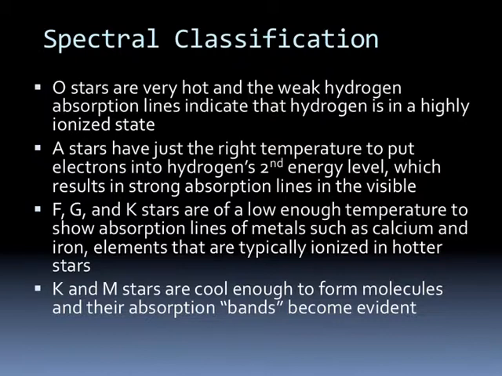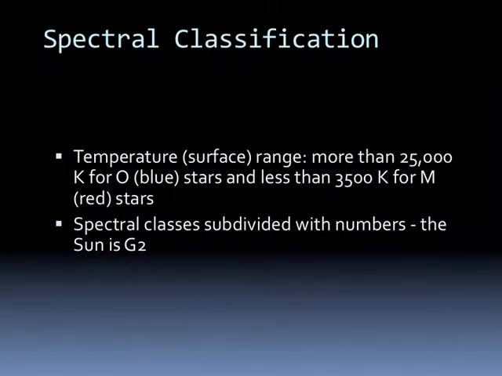A molecule might absorb over a band or a wide area of wavelengths as opposed to just a very specific one. The surface temperature ranges from more than 25,000 degrees Kelvin for O stars to less than 3,500 degrees Kelvin for M stars. Again, spectral classes can be subdivided by numbers. The Sun is a G2 star.